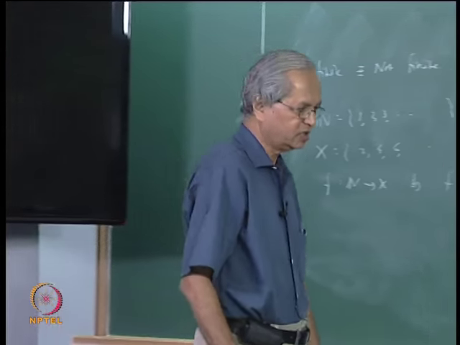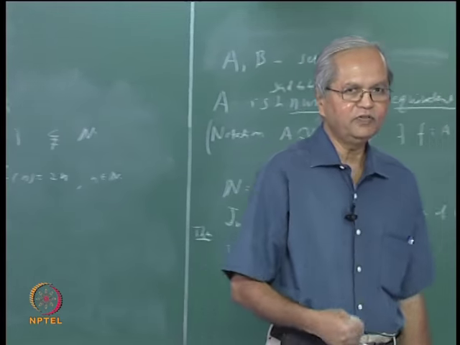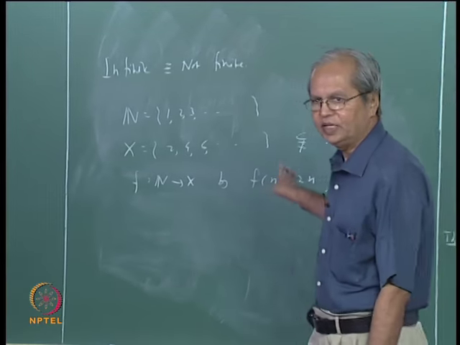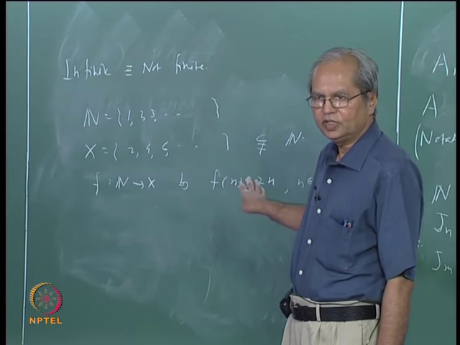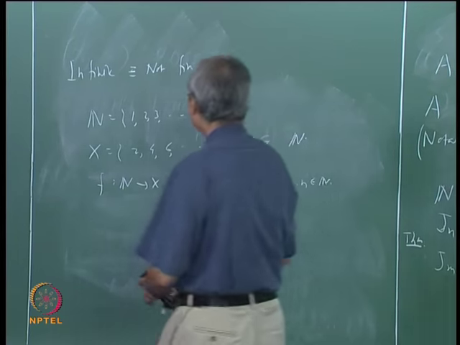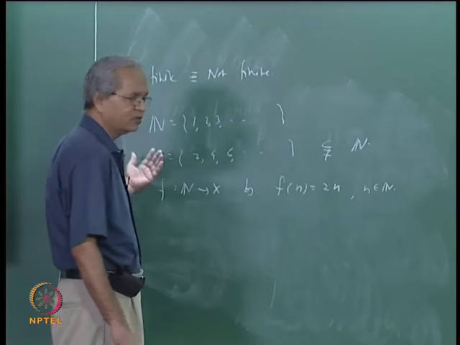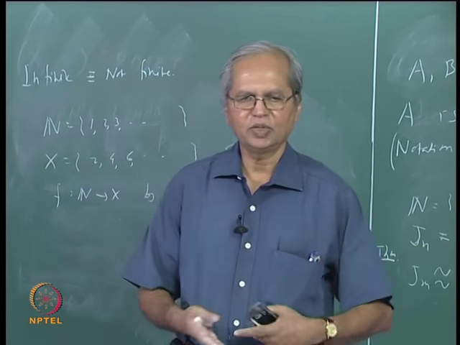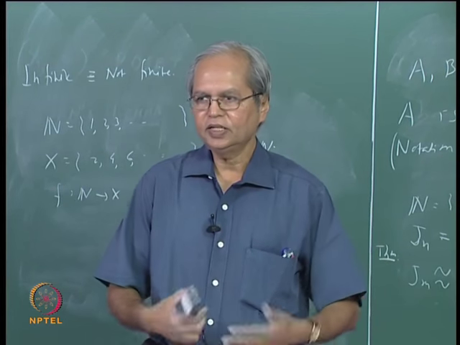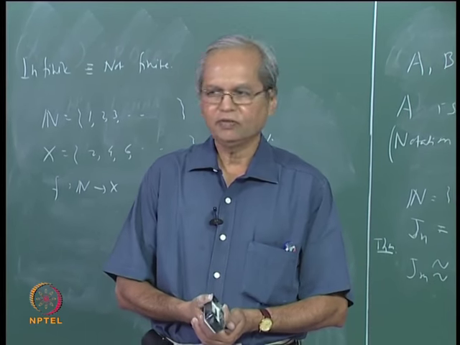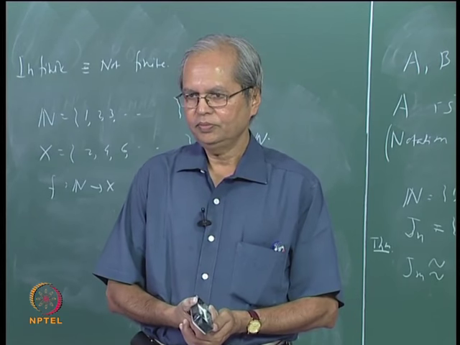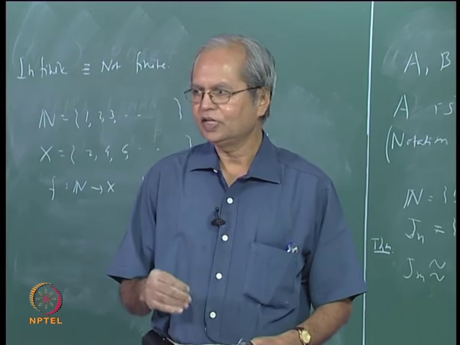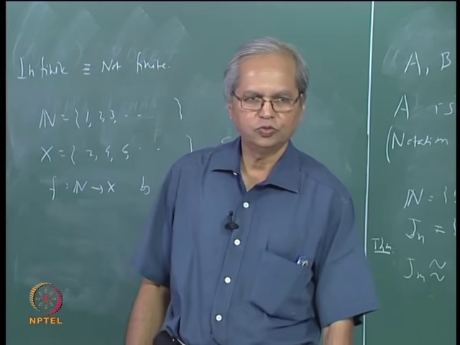Now the next obvious question: should such a thing happen for every infinite set? Here we have given an example. N is an infinite set, and N has a proper subset which is numerically equivalent to N. Now the obvious question is, suppose you are given not necessarily N but any infinite set. Will it always contain a proper subset which is numerically equivalent to itself? The answer is yes, it is not obvious, it will require some work. Let us now proceed to do that work.